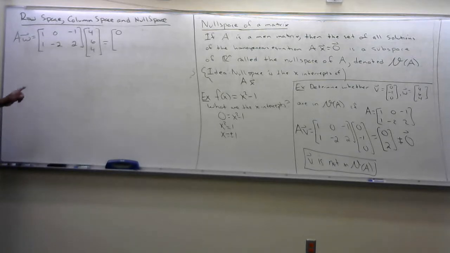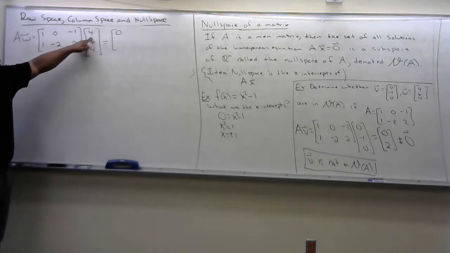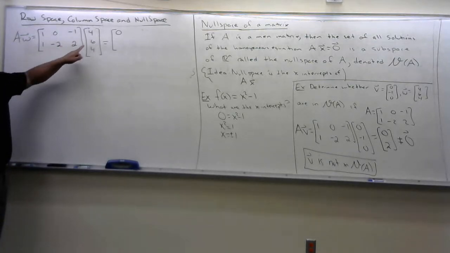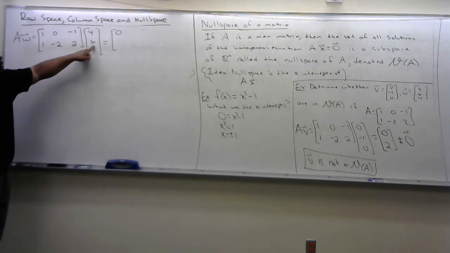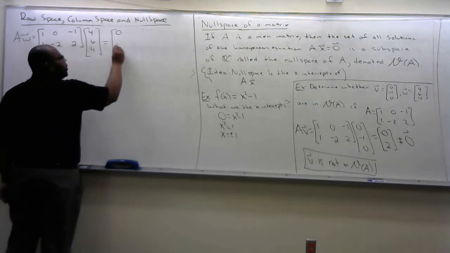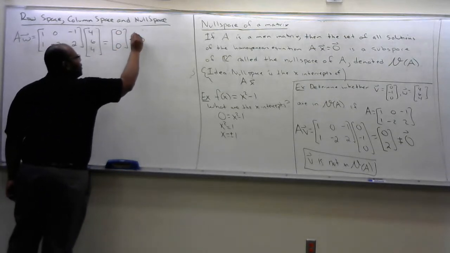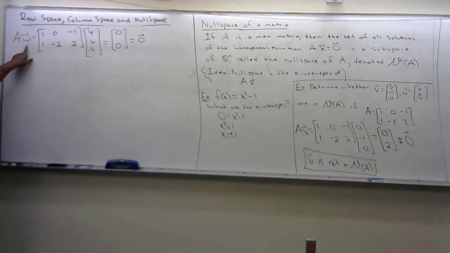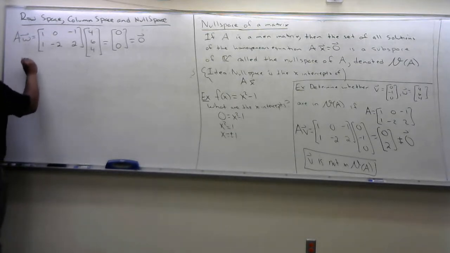And the next one's going to be, what's that? 4 plus a negative, so that's plus a -12, plus 8, that gives me 0. This is equal to the 0 vector. So when I do A times, I plug in W, right? That's my X value. A times W gives me the 0 vector. So that tells me that W is in the null space.